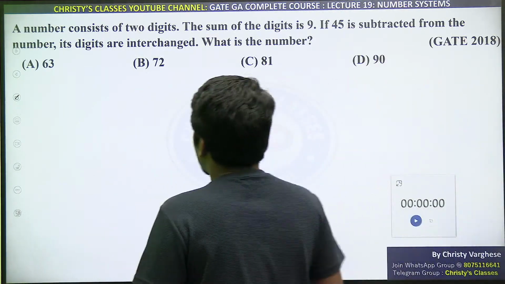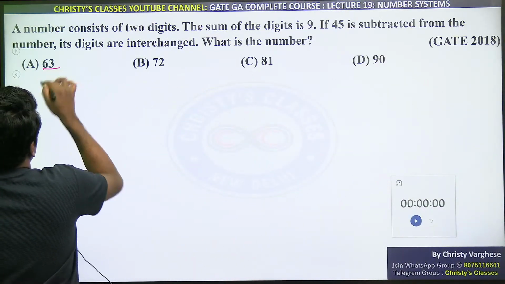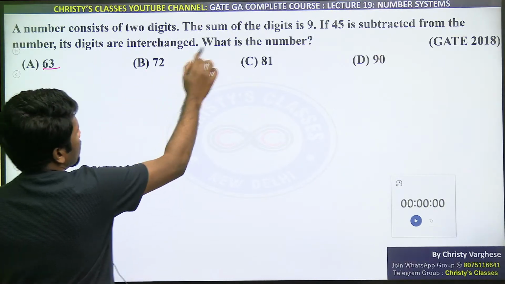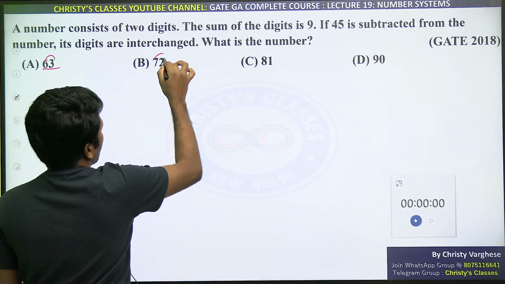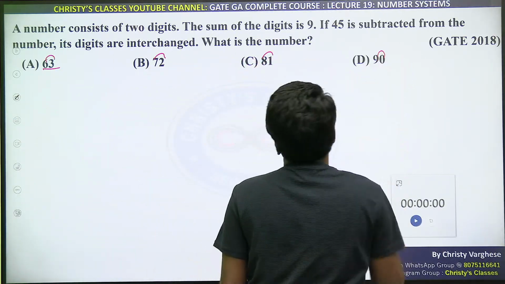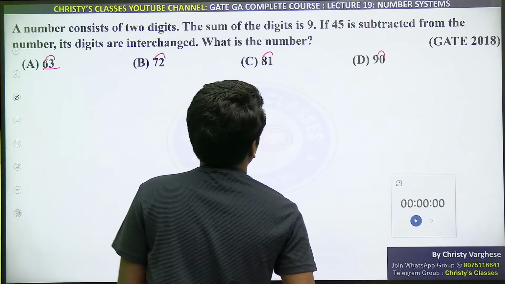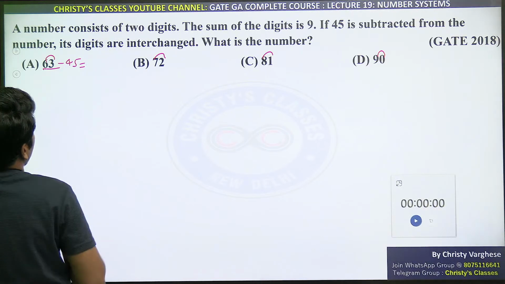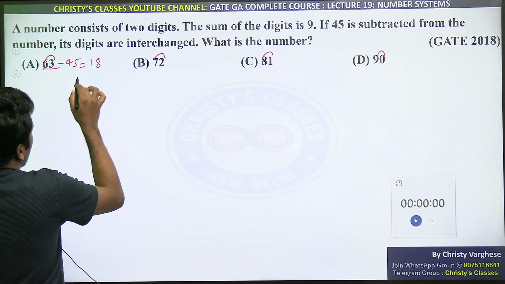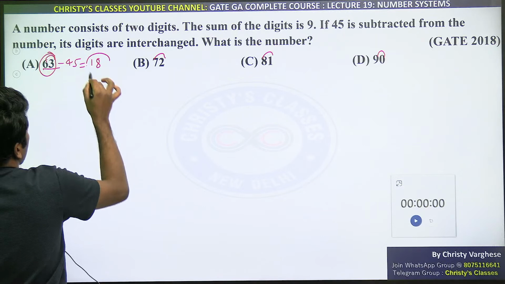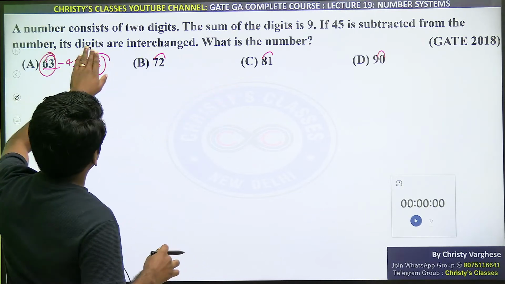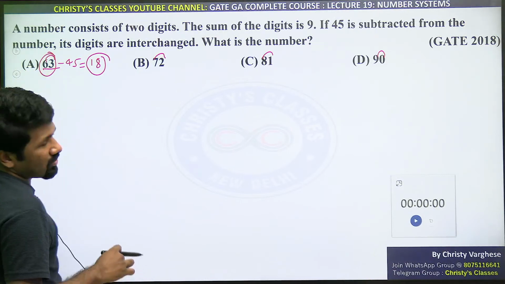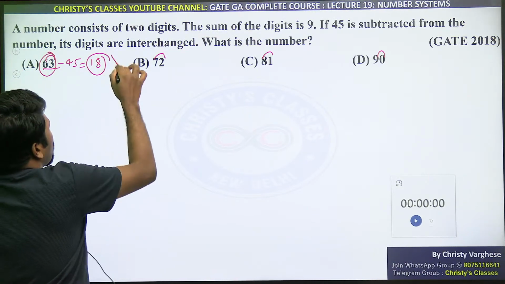So if the first option, number 63, is the answer, the number consists of 2 digits. Sum of digits is 9. 6 plus 3 is 9. It satisfies that. 6 plus 3, sum of digits is 9. 45 subtracted from the number. If we subtract 45 from 63, what do we get? That will give you 18. Is 18 the reverse of 63? The question says that when 45 is subtracted, the digits are reversed. 36 and 18 are not equal. If we reverse the digits, we get 36. So option A is clearly wrong.